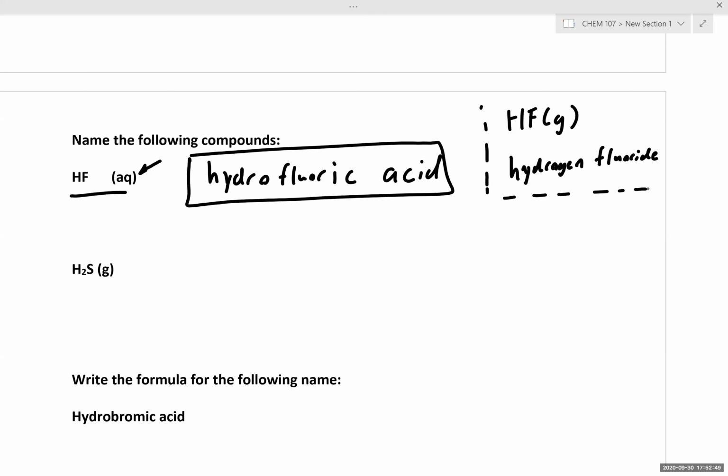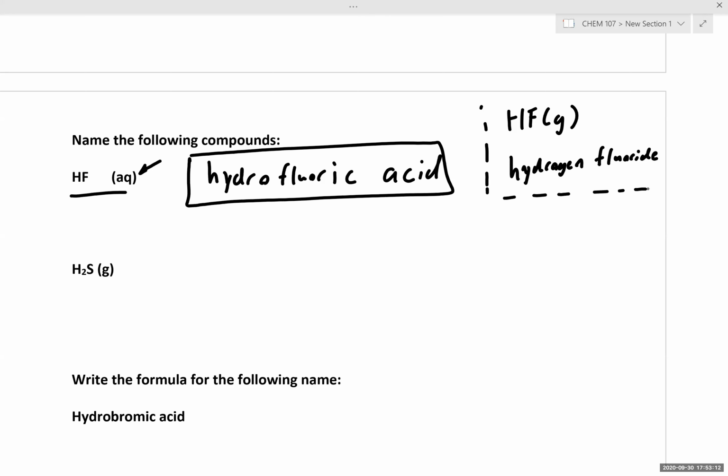Professor, even if we don't add the word acid in the gaseous state, are they still acids? Yes. Like HF gas is still an acid, right? Yes, it's still an acid, but you don't put acid at the end of the name. Okay, got it.